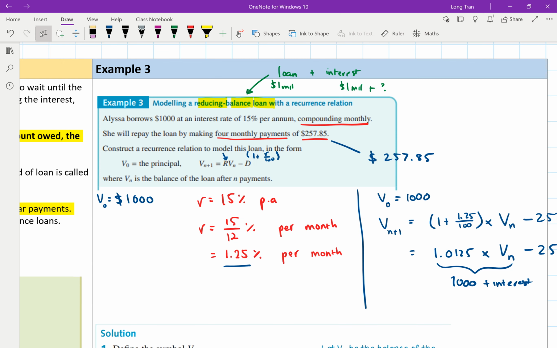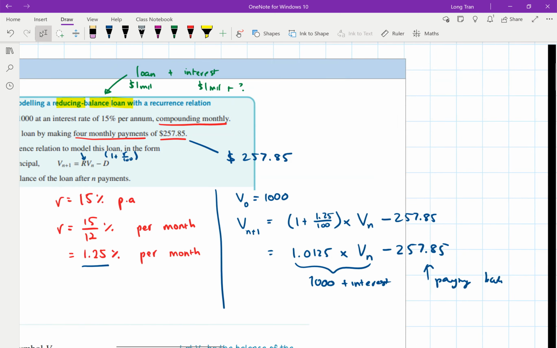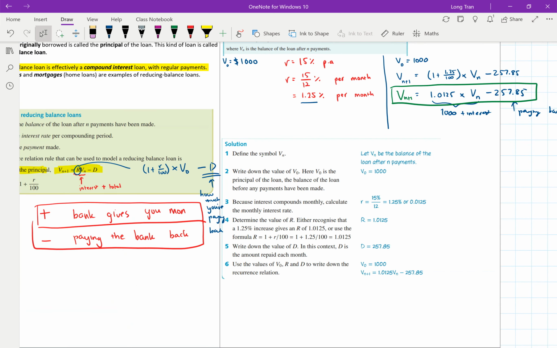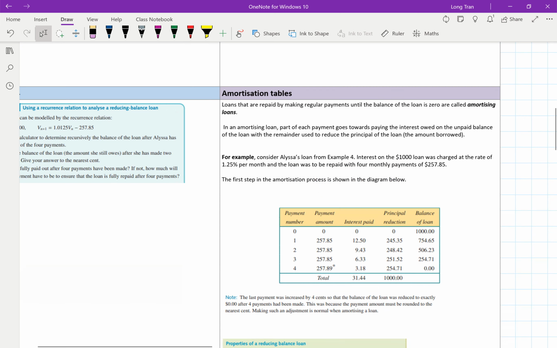This question only wanted you to do this. This is all they wanted you to write. So this is what they wanted you to write as your final answer. I'm giving you an understanding of what that recurrence means. So you're starting off with $1,000, you're timesing by 1.0125, which means it's 1.25% every month, and you're paying back $257.85.